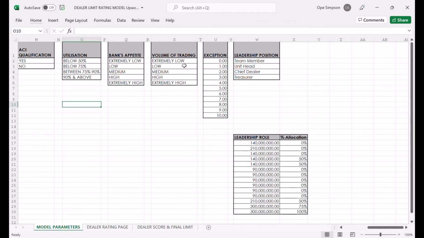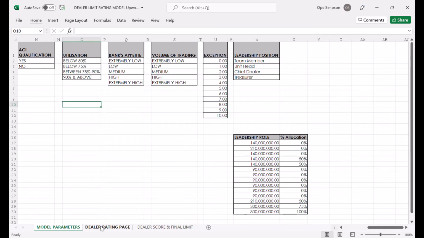We also have the volume of trading that the dealer has done within the past period of time, near recent periods. Then we go to exceptions that the dealer might have had, from 0 to 10 exceptions. And then the final parameter we're going to analyze is the leadership position an individual and a dealer within the bank holds. Either the dealer is a team member, a unit head, a chief dealer, or is the treasurer.